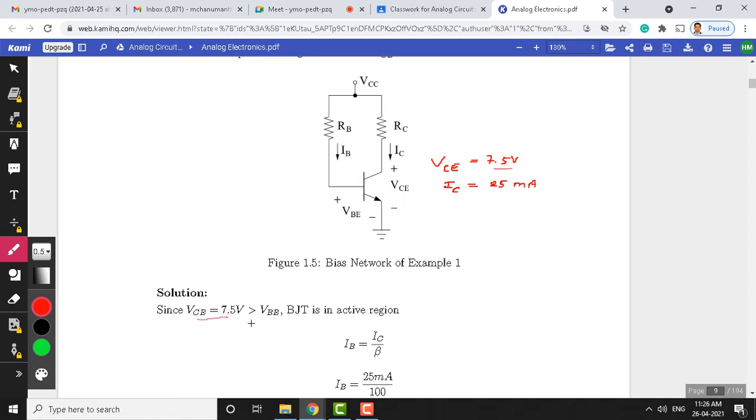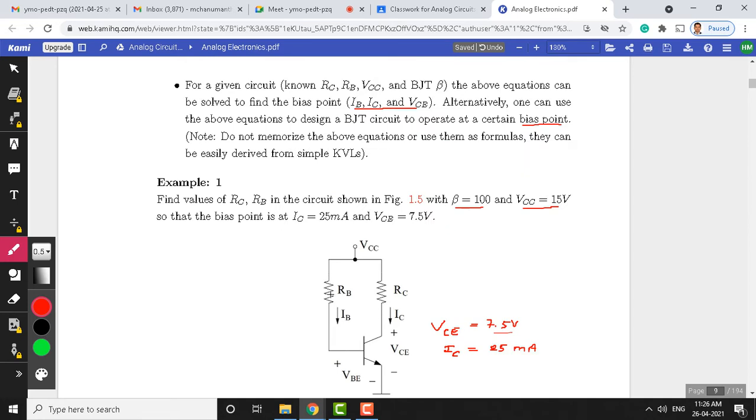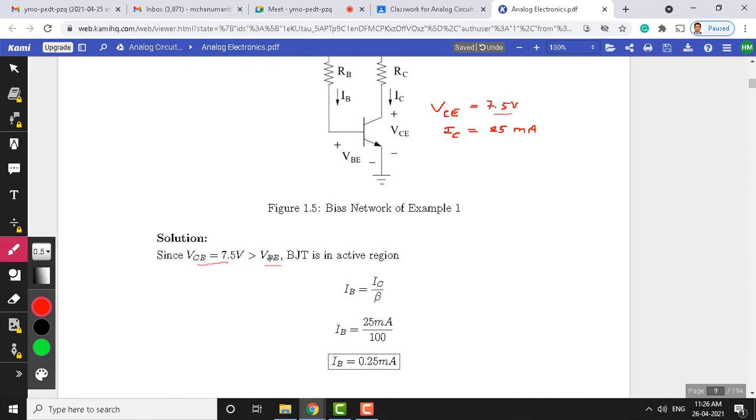So, this is VCE, and VBE is already known, which is 0.7 volts, which is a very small value. In this case even though it is not given, VBE is typically going to be around 0.6 to 0.7 volts. It varies for a given transistor. So, these are the different values of VBE. When we compare VCE and VBE, VCE is found to be greater than VBE. So, therefore, we can say that the transistor is operating in the active region here.